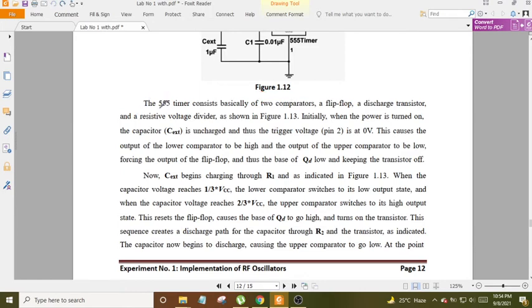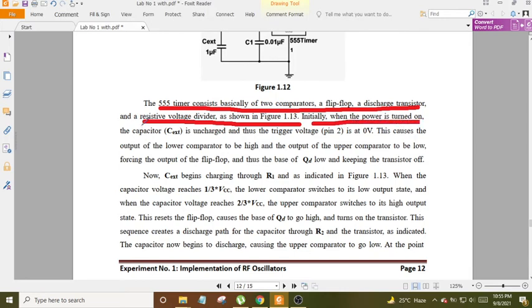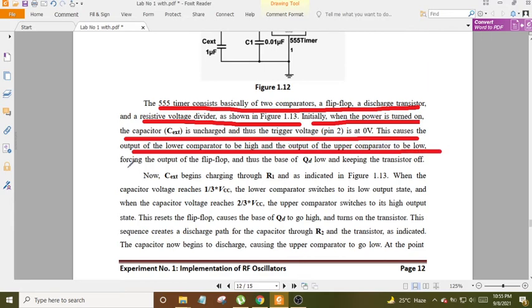The 555 timer consists basically of two comparators, a flip-flop, a discharge transistor, and a resistive voltage divider, as shown in figure 1.13. Initially, when the power is turned on, the capacitor, C_EXT, is uncharged and thus the trigger voltage, pin 2, is at 0 volts. This causes the output of the lower comparator to be high and the output of the upper comparator to be low, forcing the output of the flip-flop, and thus the base of Q_D, low and keeping the transistor off.